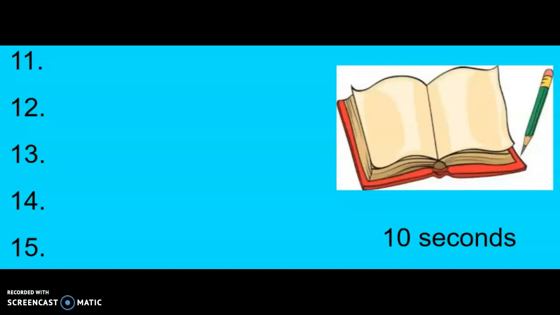10 seconds to work out your answers. Remember, you can take notes, but there is no need to write the question. Question 11. I have 8 5s. How much more do I need to make 1 pound? I have 8 5s. How much more do I need to make 1 pound?